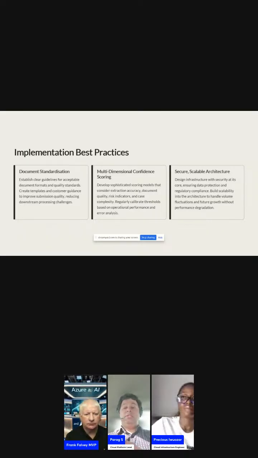Design infrastructure with security at its core, ensuring data protection, regulatory compliance, and encryption, and build scalability into the architecture. As I said, during COVID we saw a lot of load coming in for loan processing, home loan processing. So scalability is key. Most of it with the cloud is inbuilt today. You just have to make sure you configure it so that it can handle volume fluctuations and future growth without performance degradation.